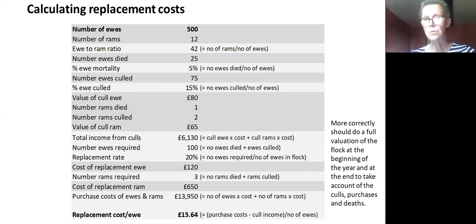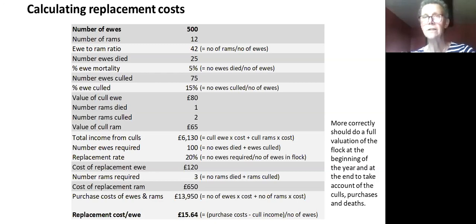So what we do to work out the replacement cost is simply divide that £14,000 by the 500, and we get to a replacement cost per ewe of £15.64. This is the sort of blunt way of doing it. If we were doing it accurately, we'd do a full valuation at the beginning and the end of the year and take account of small changes in flock size. But for simplicity, we've kept it simple with cost of culls versus cost of replacements.